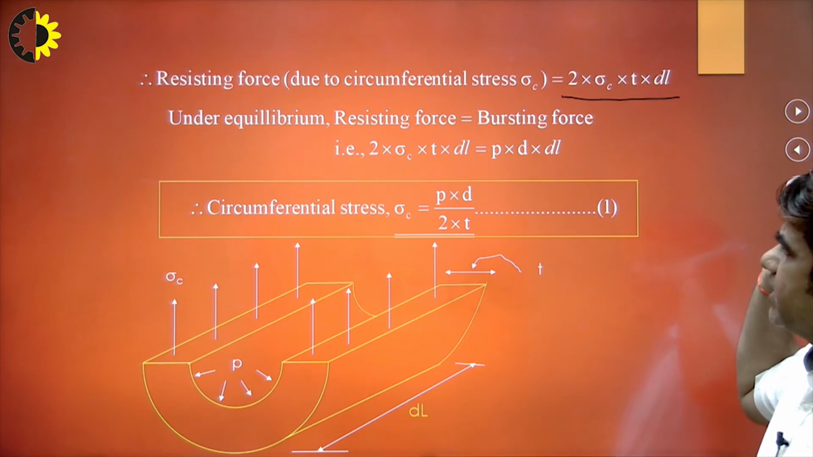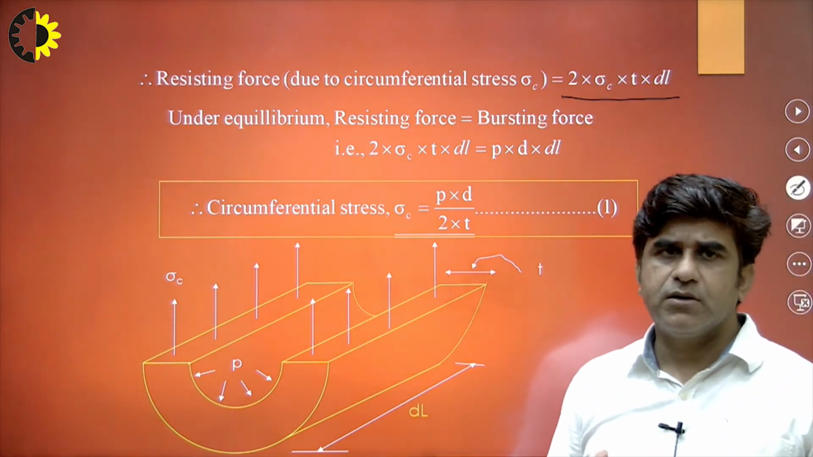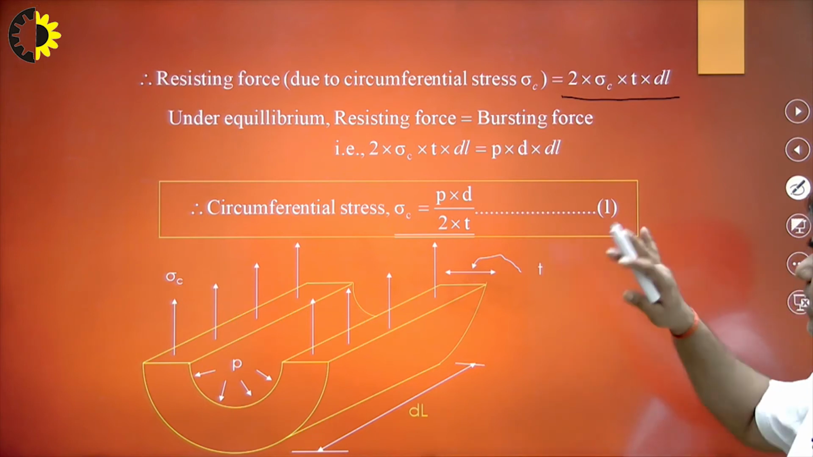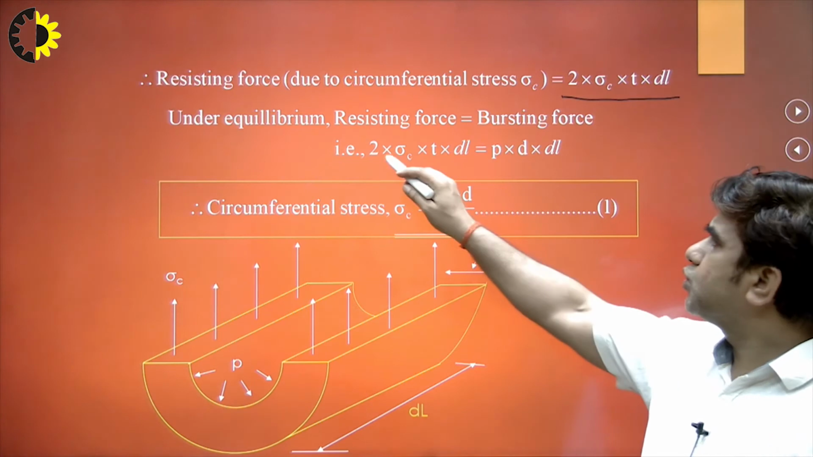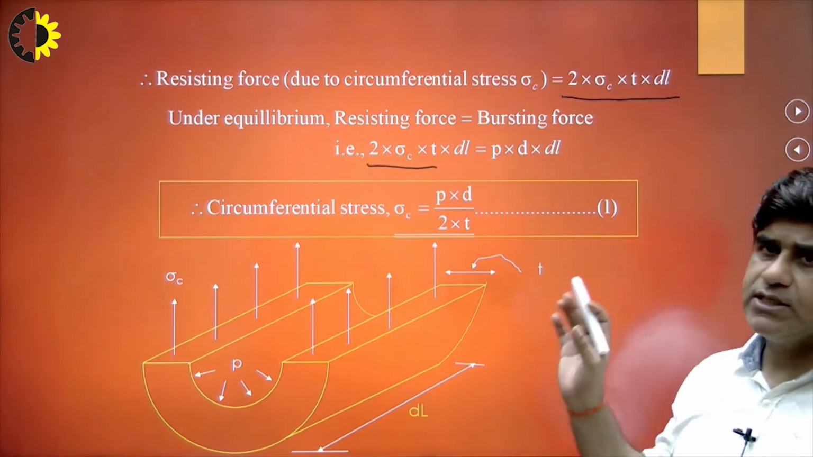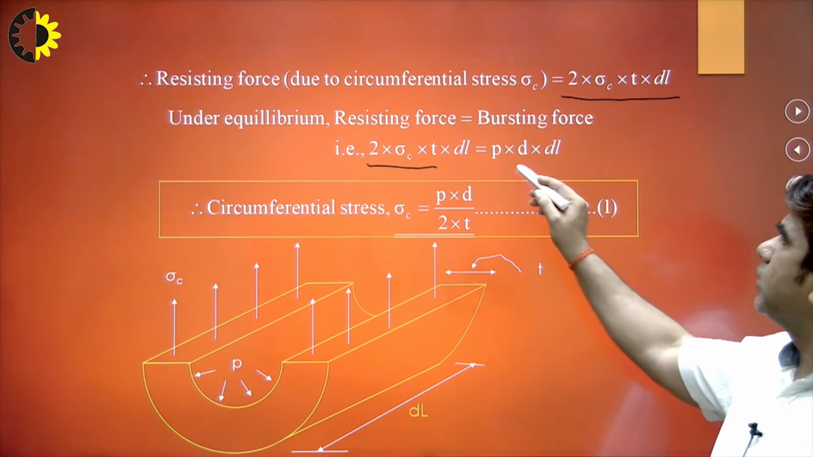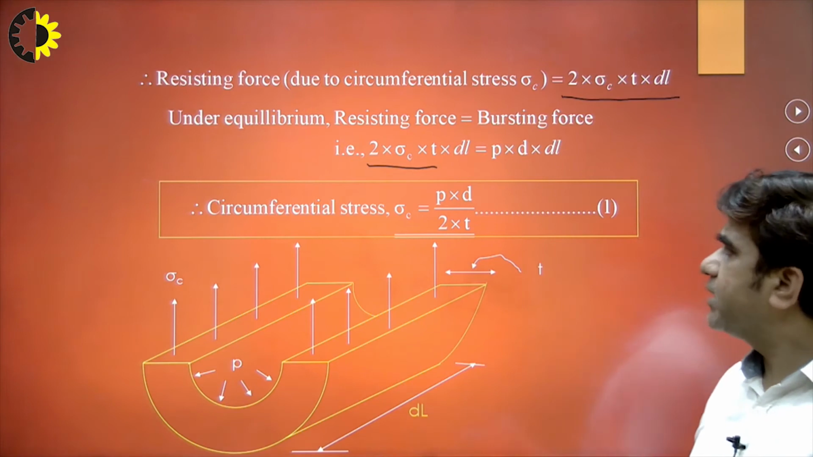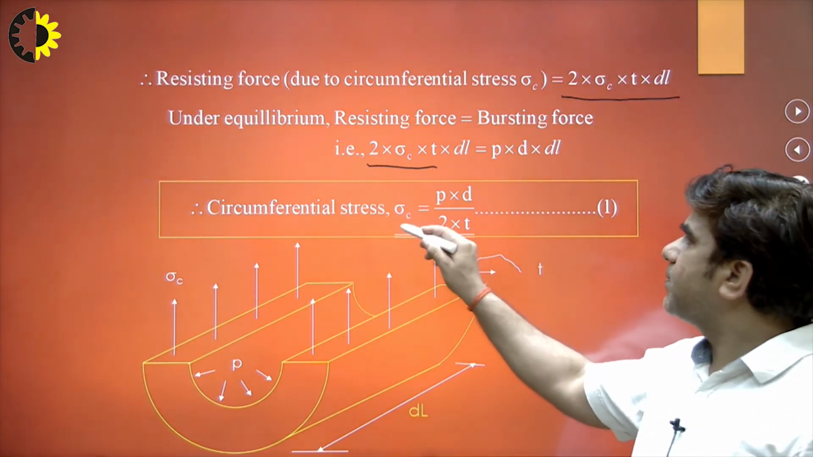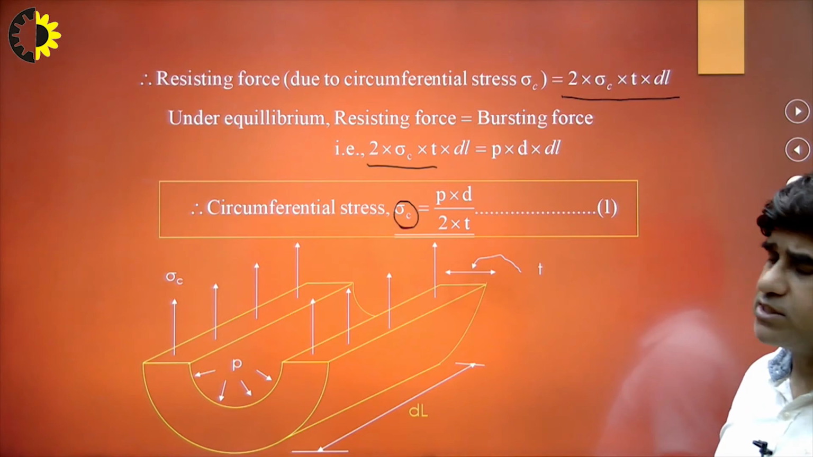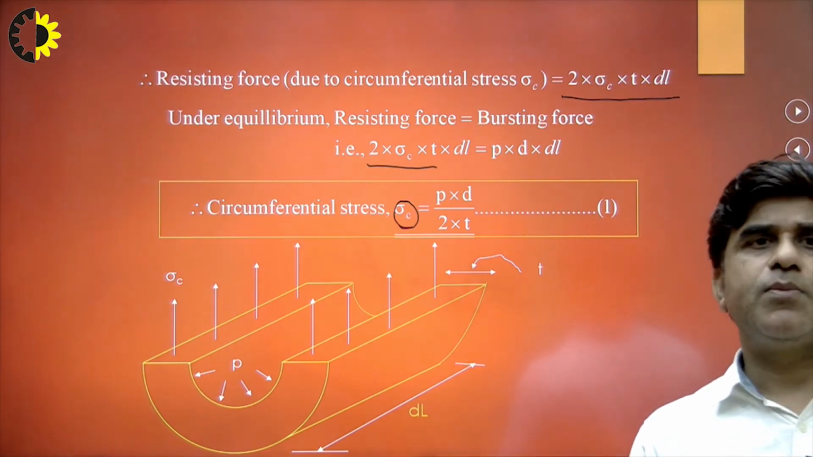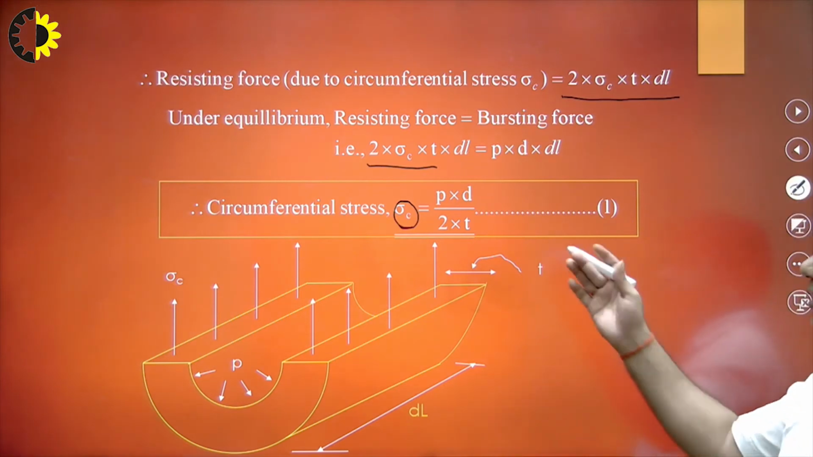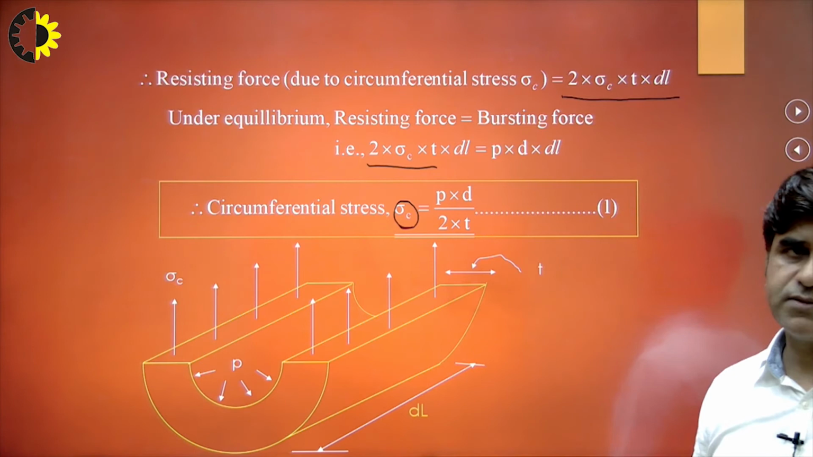So under equilibrium, this bursting force must be equal to the resisting force. If I equate, then I find 2 into sigma c into T into dl equal to p into d into dl. On solving this, I will find this sigma c, hoop stress or circumferential stress, equal to p into d upon 2t. So this is the way how to calculate the circumferential stress.